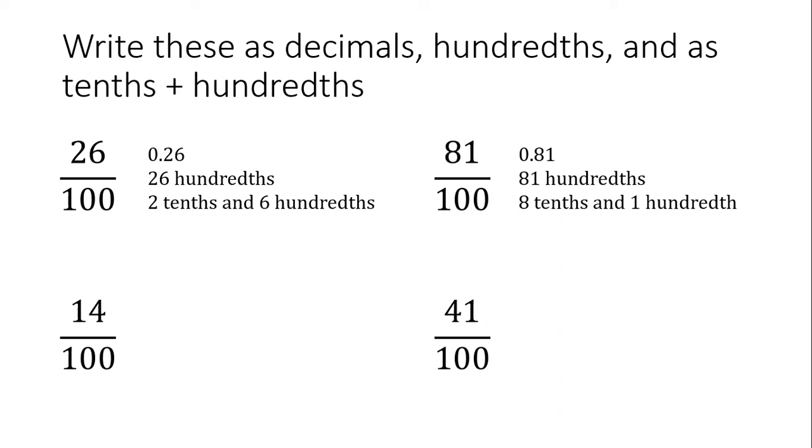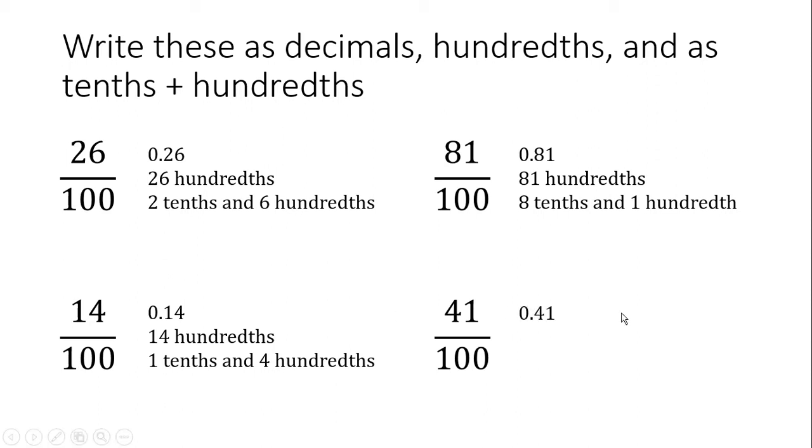Here's the fraction in the bottom left, and it's 14 hundredths, and you could write that as 0.14, and you could say 14 hundredths, but you could also say it as 1 tenth and 4 hundredths. Why? Because there's a 1 in the tenths place and a 4 in the hundredths place. And finally, I switched the digits around for the last number here, 41 hundredths. You could write that as 0.41. Or you could just say 41 hundredths. Or you could look in the tenths place and see, oh, there's a 4 in the tenths place and a 1 in the hundredths place, so 4 tenths and 1 hundredth.